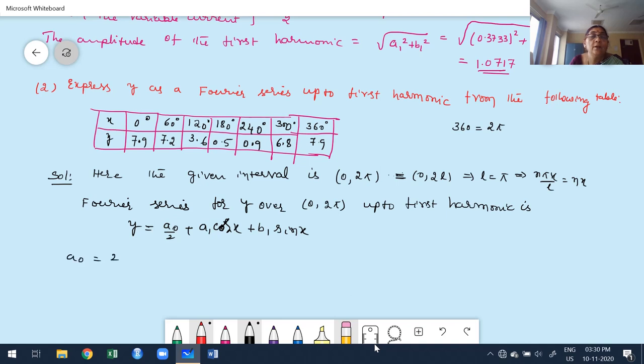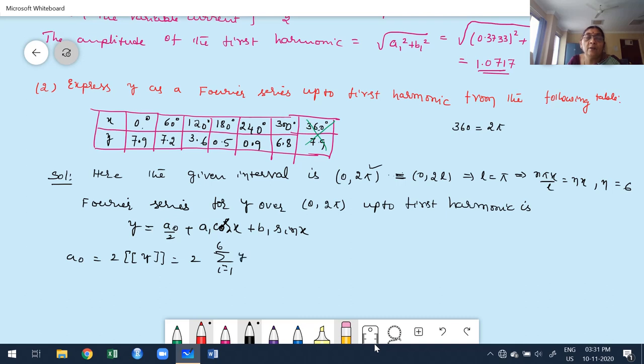Where, what is my a naught? a naught is twice the mean of y. What's the formula for the mean or average? Sum of y divided by n. What is my n value? This is a complete table. I've taken 0 to 2 pi directly and forgot to explain this. The given data itself is complete because the first and last values of x have the same corresponding y values, so it's not necessary to complete the table. After that, I have to neglect either the first value or the last value. How many values are remaining? 6, therefore n is equal to 6 here, with i ranging from 1 to 6.